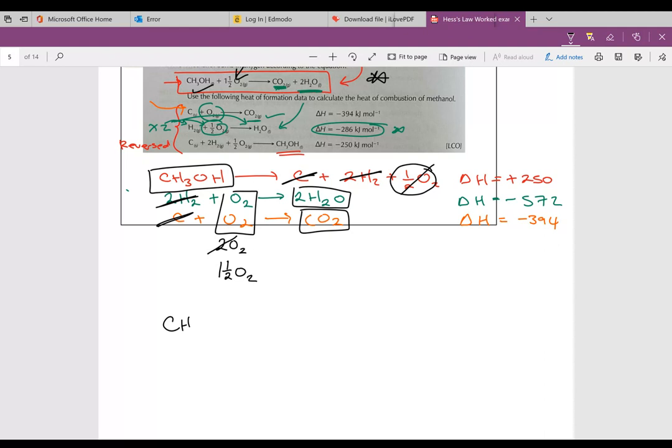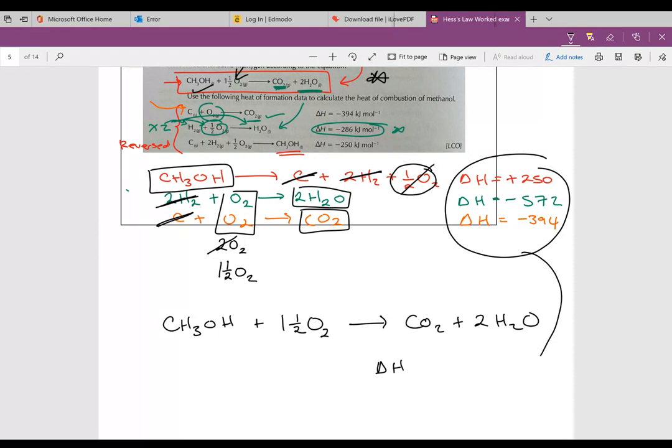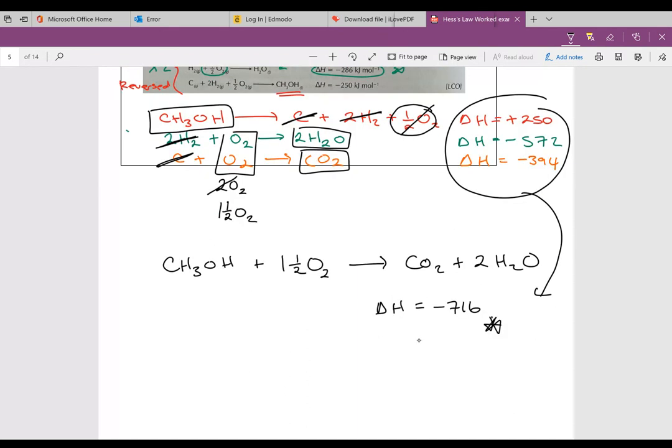Which leaves me with the equation CH3OH plus 1.5 O2 leaves me with CO2 plus 2H2O, and I can get the delta H by adding up these values here. So 250 minus 572 minus 394, which gives me a delta H value of minus 716. This is actually the most important value, and these are the most important values to get here also.